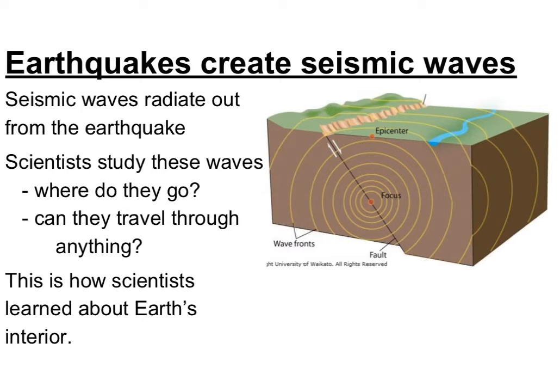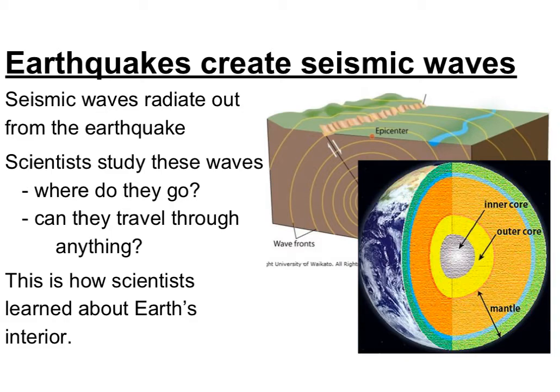And then the other thing they're interested in: can they travel through anything? Can they go through solids? Can they go through liquids? Can they go through gases? This is actually how scientists learned about what is going on inside of the Earth's interior. This is how they learned that the mantle is a solid. This is how they learned that the outer core is a liquid. This is how they learned that the inner core is a solid.